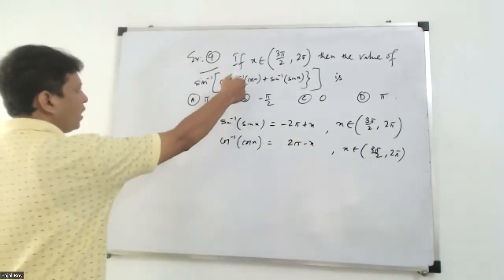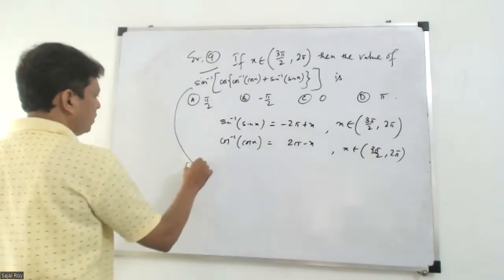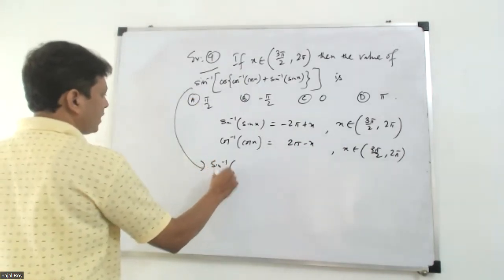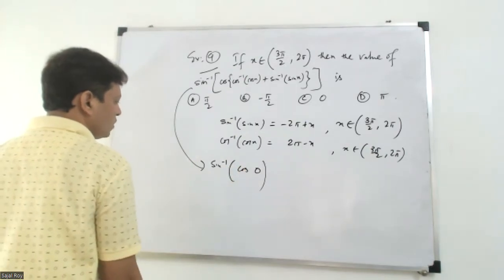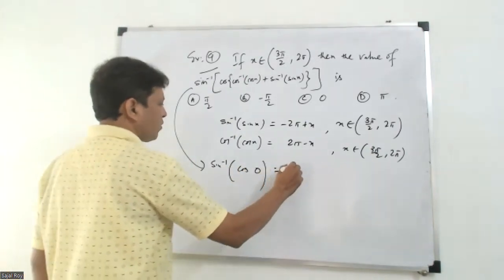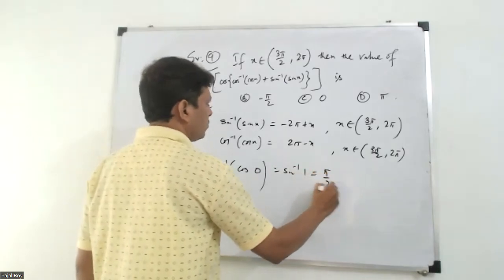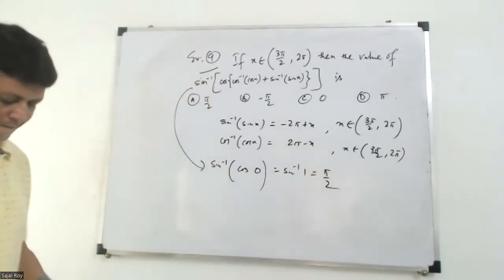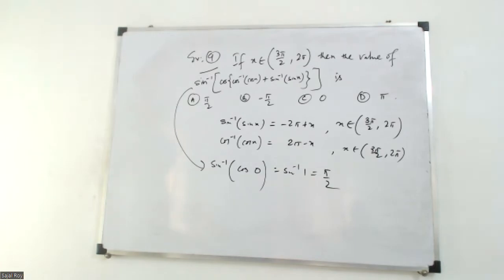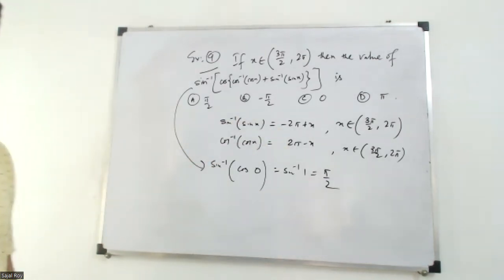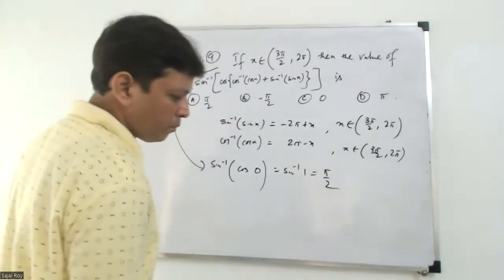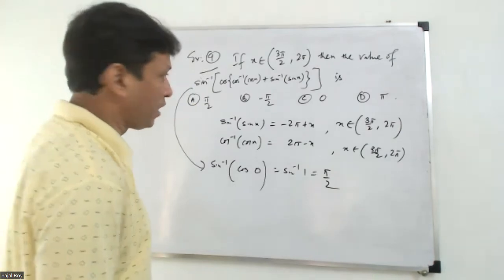So if you plug here, that will be sin inverse cos 0. Cos 0 is 1. So sin inverse 1 is pi by 2. Easy stuff. You draw the diagram. Multiple times I have drawn the diagram.